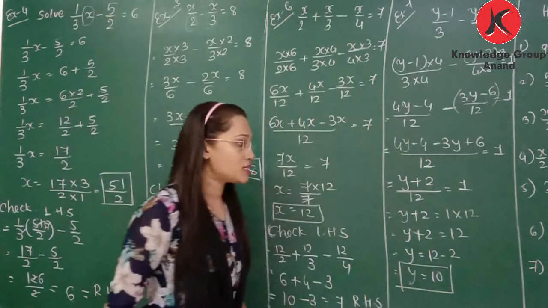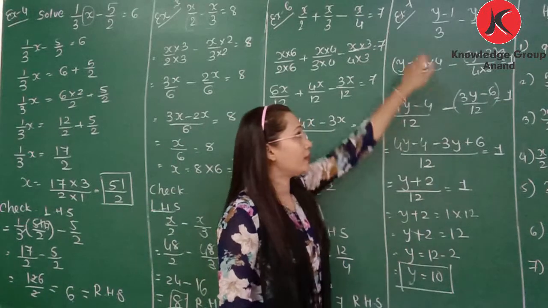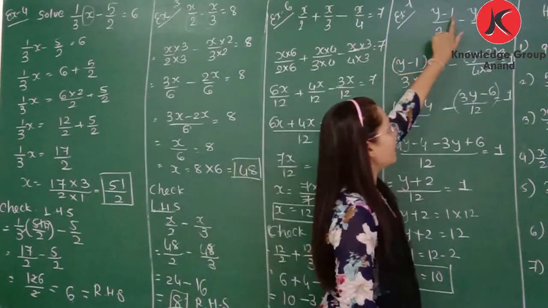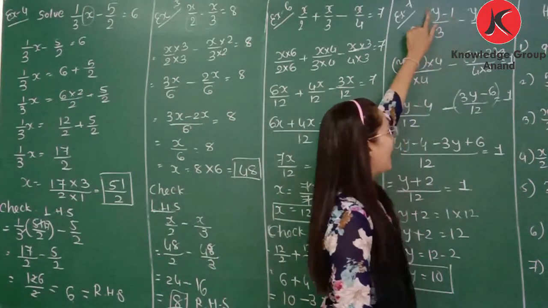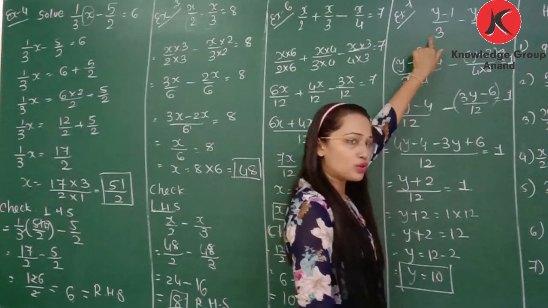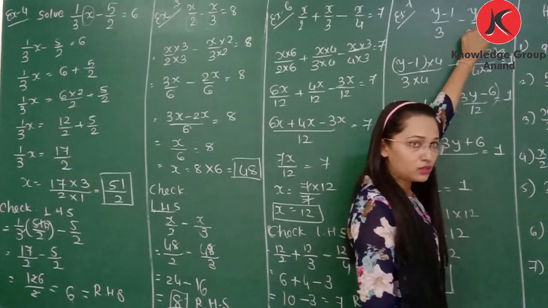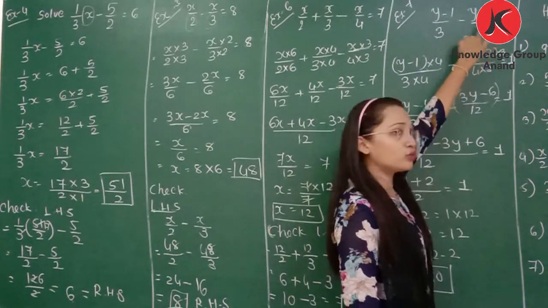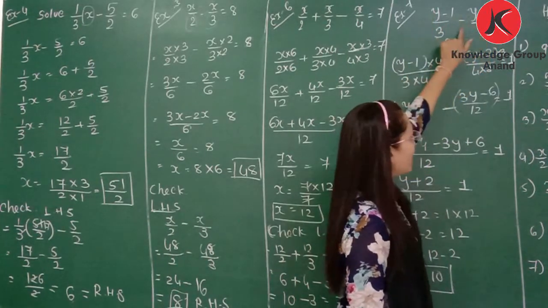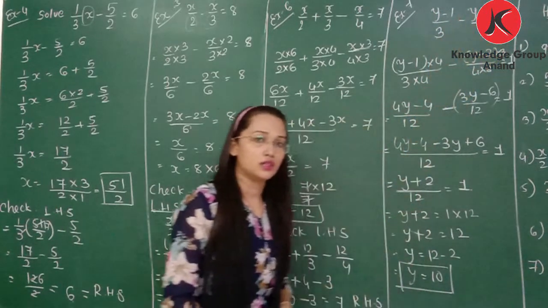Here you can check your answer by writing y is equal to 10 here. 10 minus 1 that is 9. 9 by 3 that is 3. So here we will get 3. 10 minus 2 that is 8. 8 divided by 4 that is 2. So here 3 minus 2 is 1. Means our answer is correct.